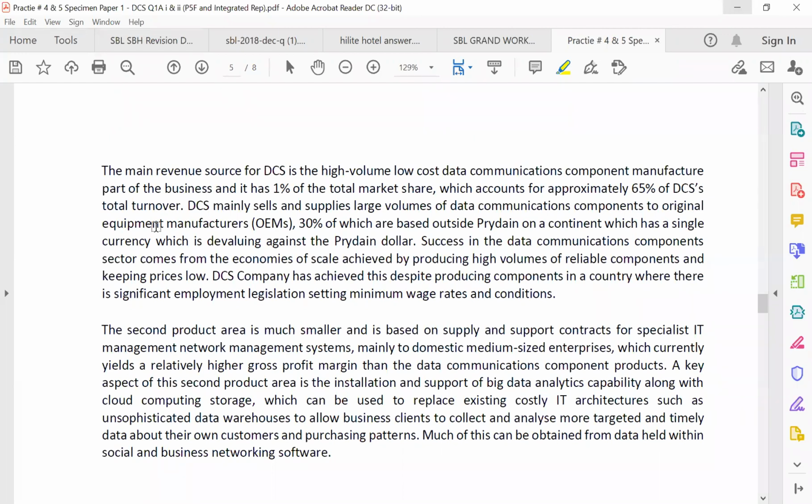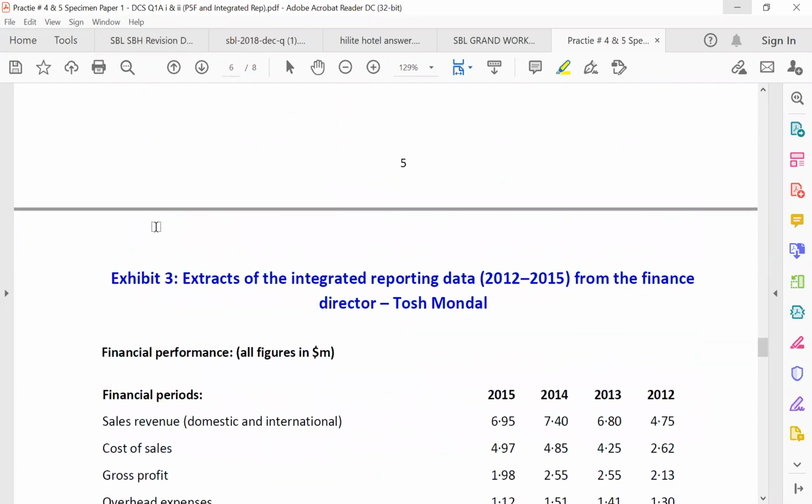A key aspect of the second product area is the installation and support of big data analytics capabilities along with cloud computing storage, which can be used to replace existing costly IT architectures such as unsophisticated data warehousing, to allow business clients to collect and analyze more targeted and timely data about their own customers and purchasing patterns. Much of this can be obtained from data held within the social and business networking software. So this was the first exhibit.